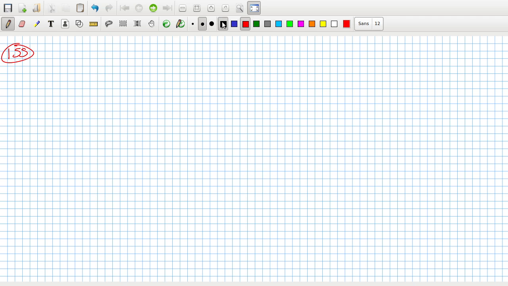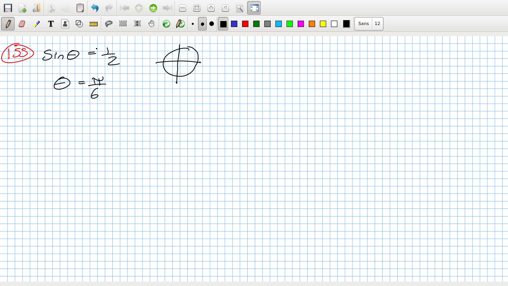155, we have sine theta. I can rewrite that as sine theta equals a half. So then we have sine inverse a half, and it's in radians, of course. So sine inverse of a half, that means theta equals pi over 6. But there's a second answer here.